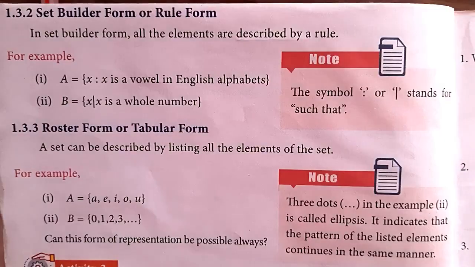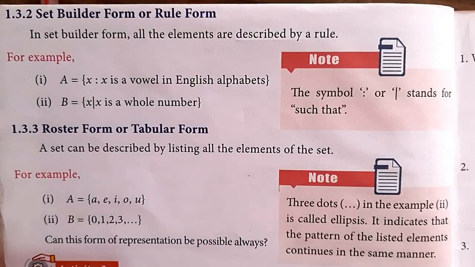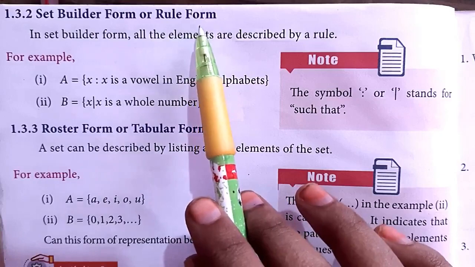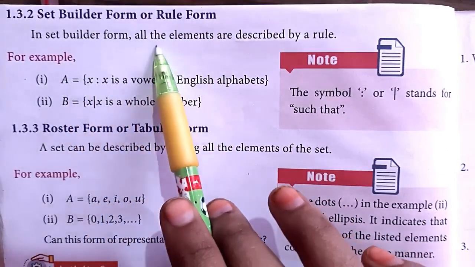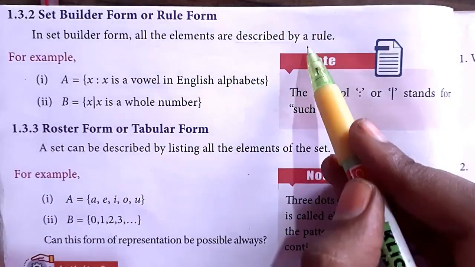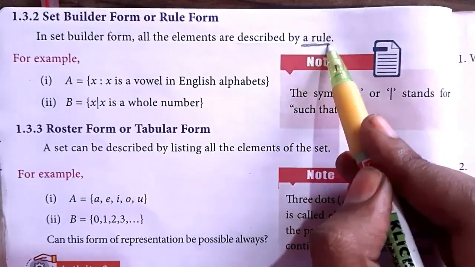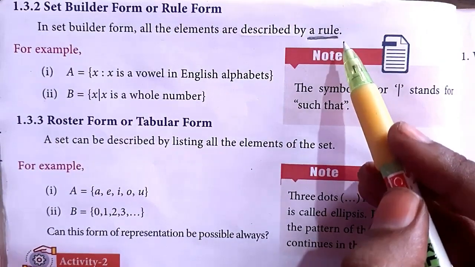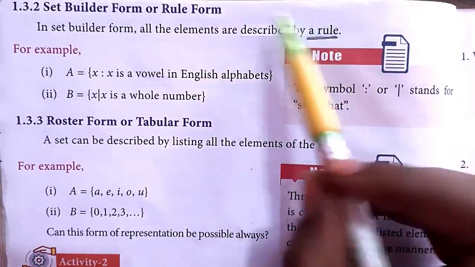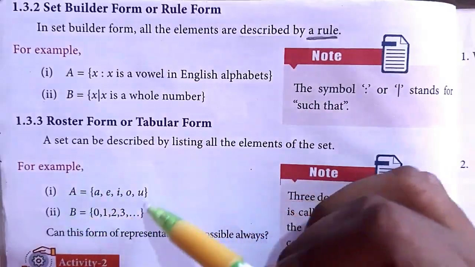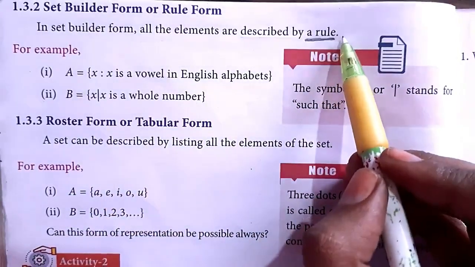Only the words. See, the next one is set builder form, or we can say it is rule form. In set builder form, all the elements are described by a rule. So it is a standard form. Also, it is a common form. Okay, when you go to higher studies, mostly you will use this set builder form. In lower classes we only use the roster form. Okay, it is rule form, very very important.